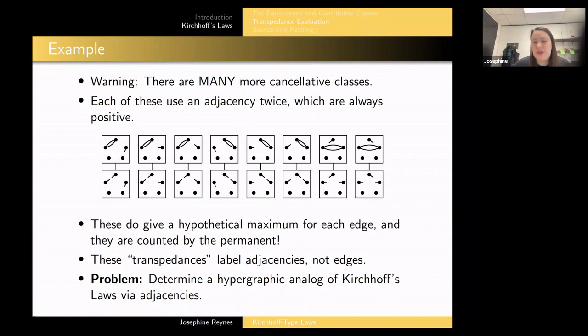Another important note is that these transpedances are labeling adjacencies, not edges. And so one open problem, I guess, as an extension of this is, what would be the hypergraphic analog of this? Because in hypergraphs, we have local adjacencies. And since these transpedances are labeling local adjacencies as opposed to just the edges, there should be a way to extend the theory.